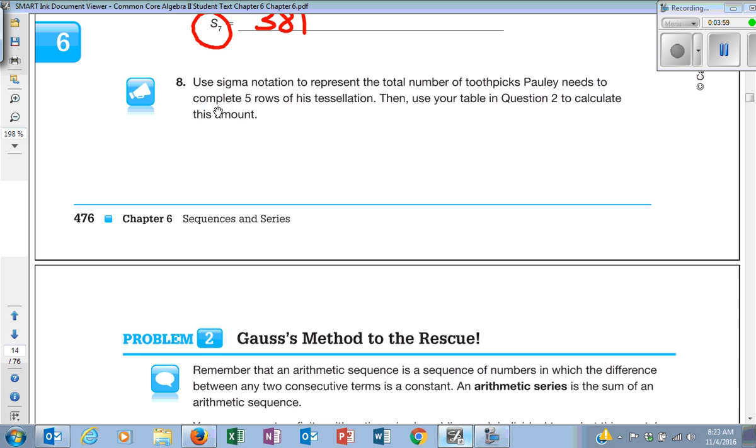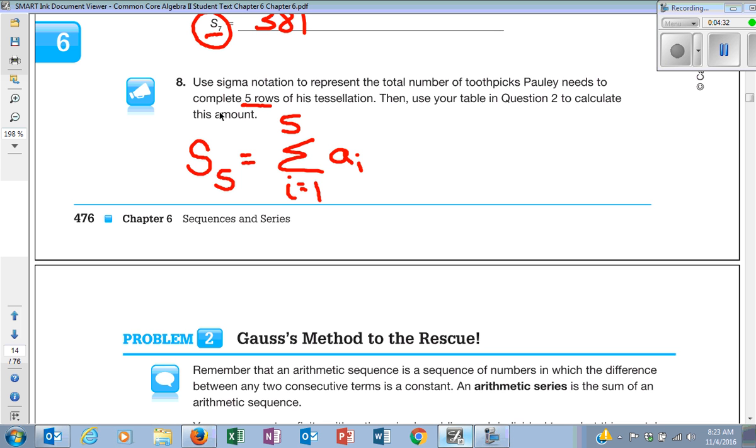This one right here, use sigma notation to represent the toothpicks to complete 5 rows. I'm just throwing this out there. This is not sigma notation, but this is what they wrote here. We would write that as S5, correct? The summation up to 5, and in sigma notation, what would that look like? Well, let's give them a sigma first. I equals what? 1. And then goes all the way to? 5. And a sub i. That's the sigma notation they're looking for.